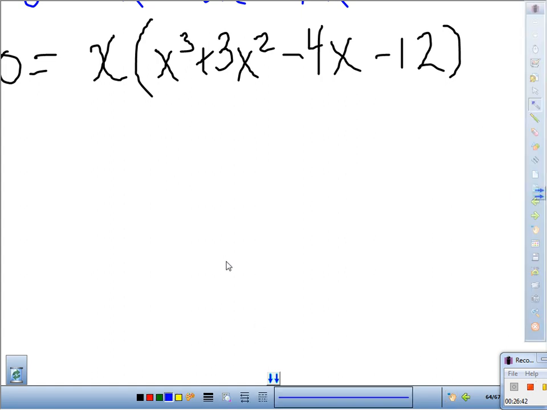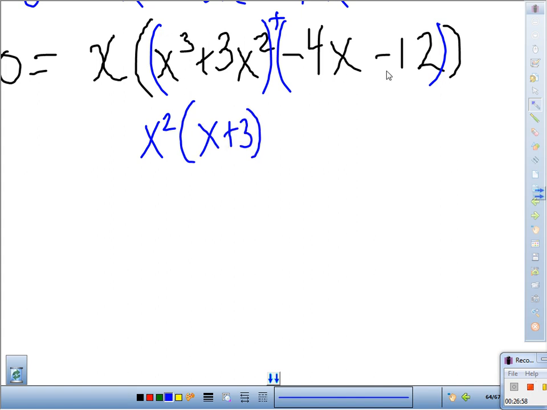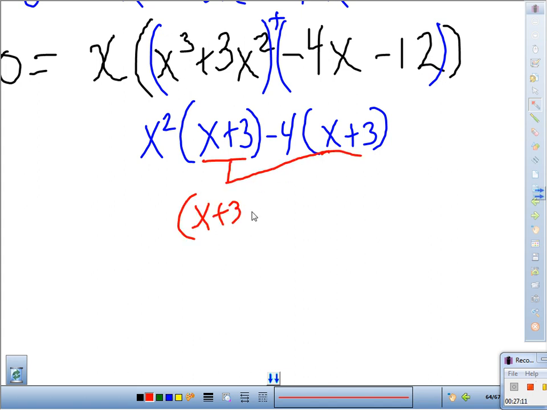Help them out. Who's got it? Daniel. Group. That is correct. Let's see if it works. What is GCF for these two terms? X squared. I'm left with x plus 3. What is GCF for these two? Negative 4. And I'm left with x plus 3. And it did work. Bam. So this and this is x plus 3.